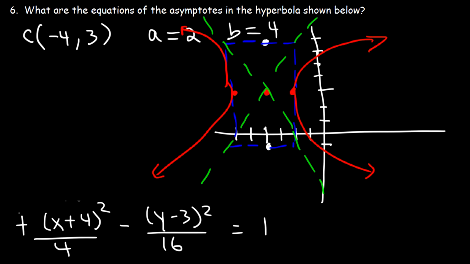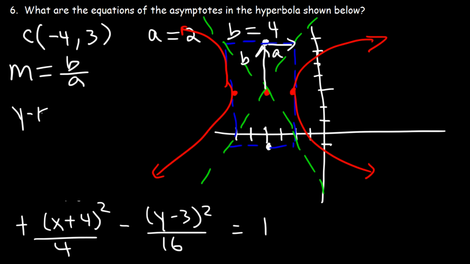So we need to know if the slope is going to be a over b or b over a. Notice that we went up b units and we traveled to the right a units. Going up is the rise, going to the right is the run. The slope is rise over run, so it's b over a. So therefore, the equation of the asymptotes is going to be y minus k, which is plus or minus b over a instead of a over b, and then x minus h.